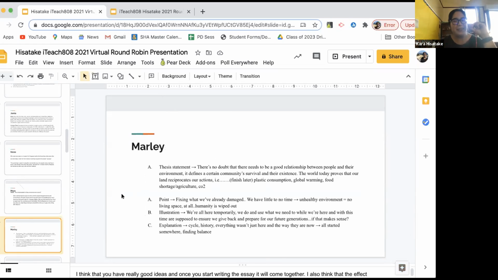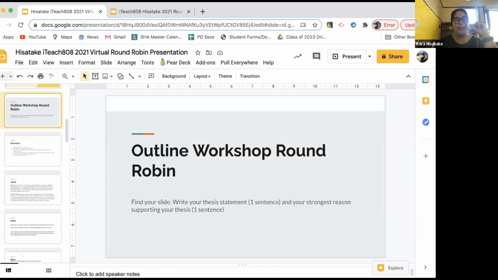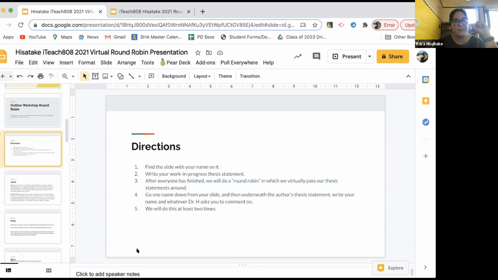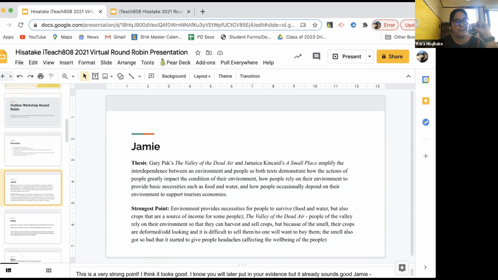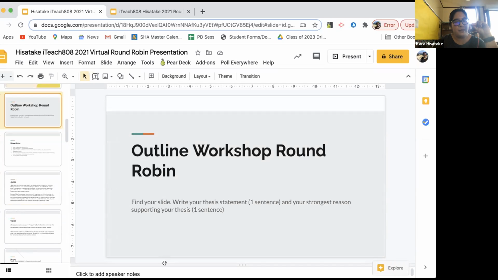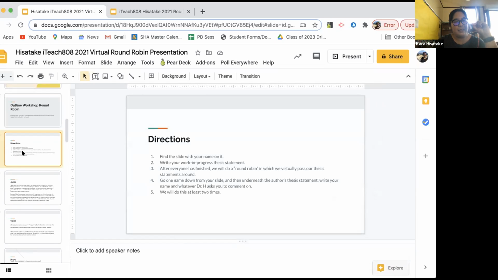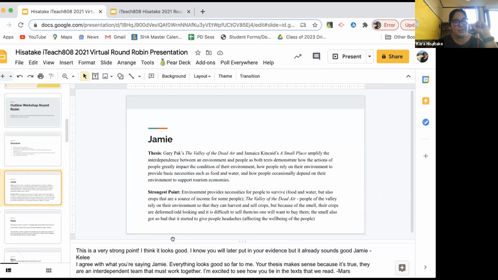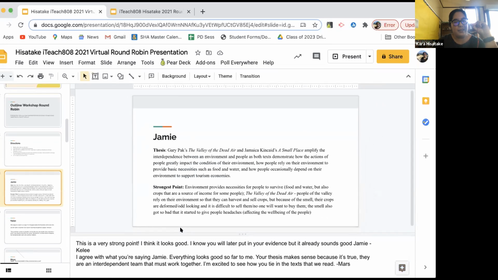So after they've written that all out, what I asked them to do is, this is the round robin part.